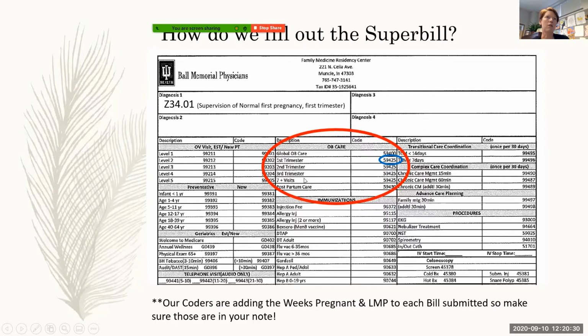One thing I did note, and Tina and I was going to talk to her, but that our 7+ visits should be a 59426. So I happened to catch that typo on here. Our billers and coders said they usually end up catching it, but we'll end up changing that sheet just to reflect that. But that's what the different trimesters mean, is the first, second, and third trimester and the 7+ visits.